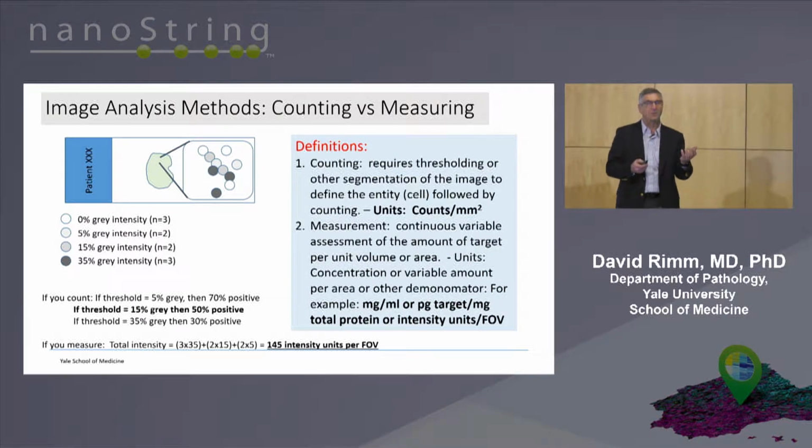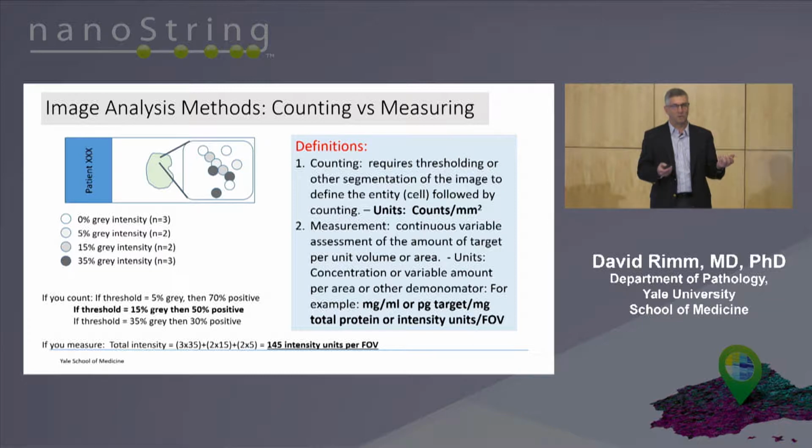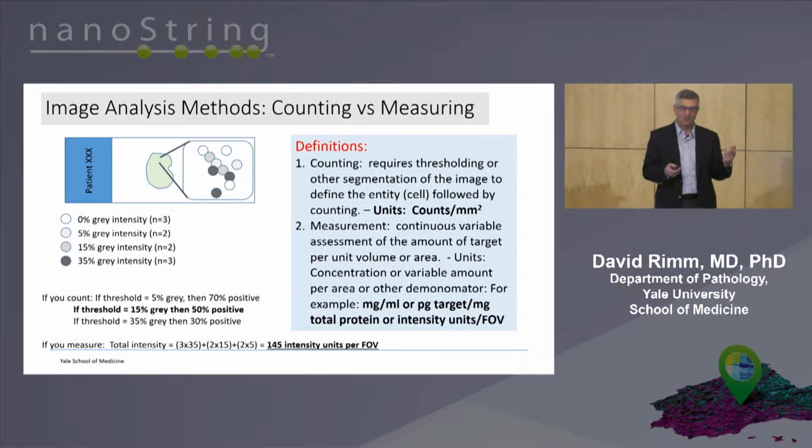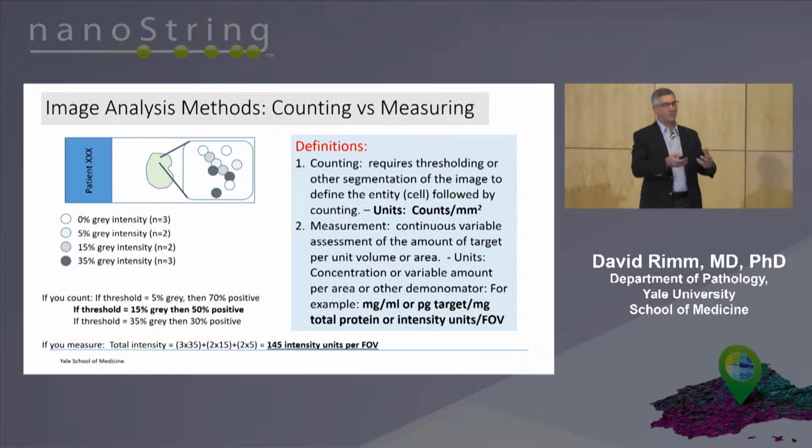So the top one is counting. You're going to end up with counts per square millimeter. And that's one way to do things. And then it's a very different phenomenon to measure as a concentration. The one on the right or the bottom is the concentration, where we actually end up with a mgs per mil type parameter, or something that's expressing not only the number of cells above a threshold, but the true continuous value measuring the intensity of each.